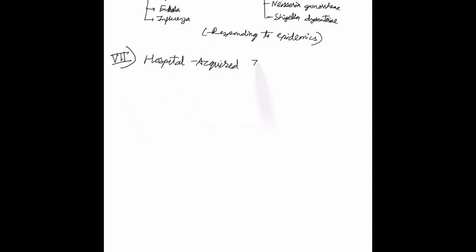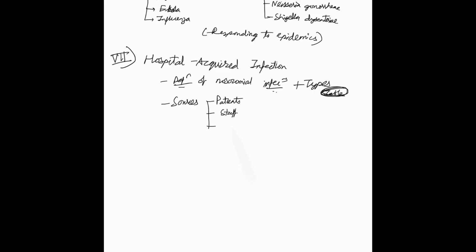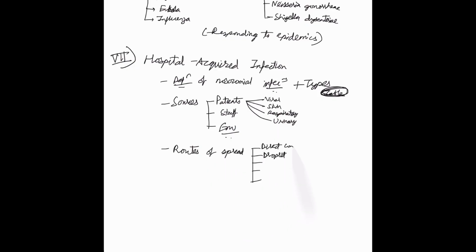Coming to our last category of diseases, that's hospital acquired infections, with the definition of nosocomial infections plus the types of nosocomial infections for which there's a table. Then the sources of hospital acquired infections can be patients, staff, or the environment. Patients can be a source of viral, skin, respiratory, or urinary infections. The routes of spread are many. It can be direct contact, or droplet, or airborne, or hospital dust, and other various hospital procedures.